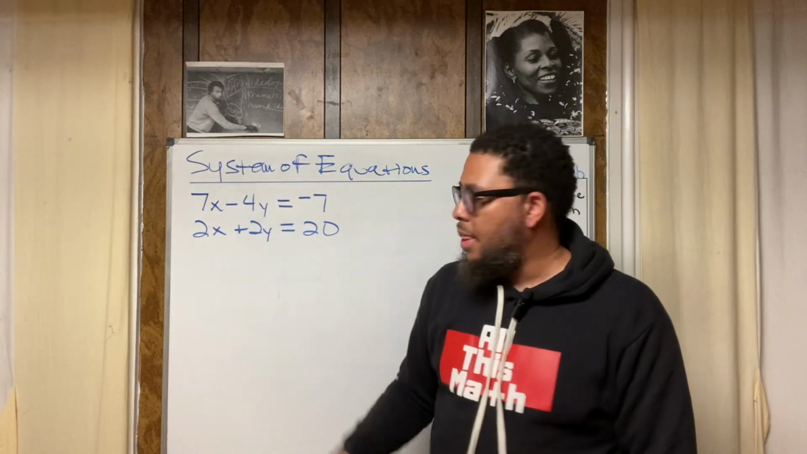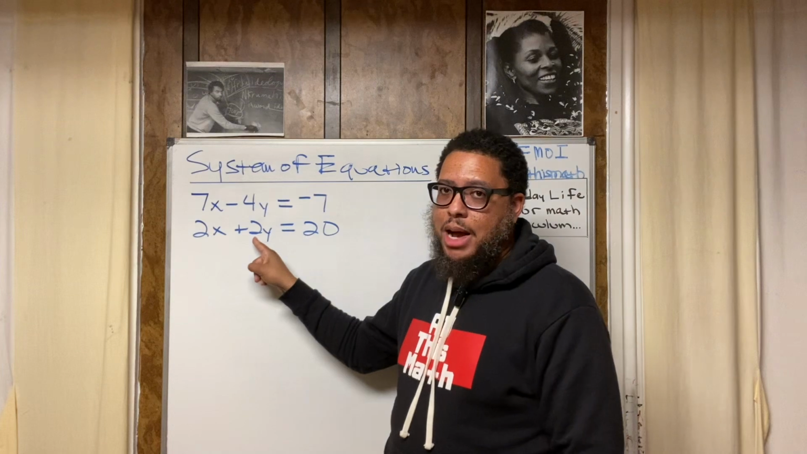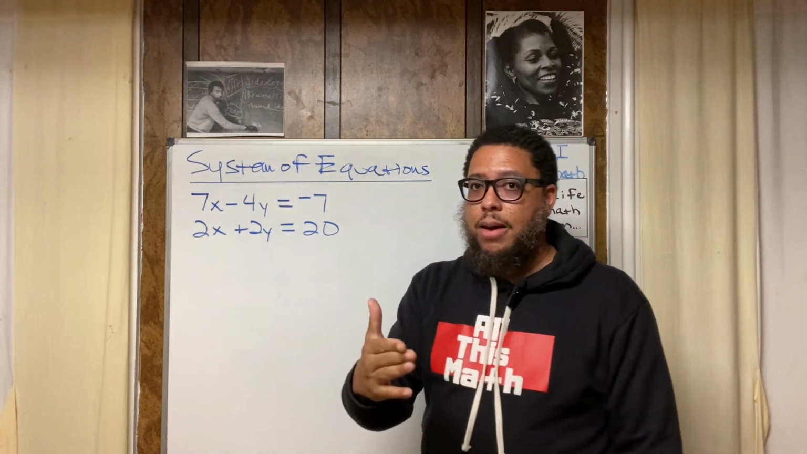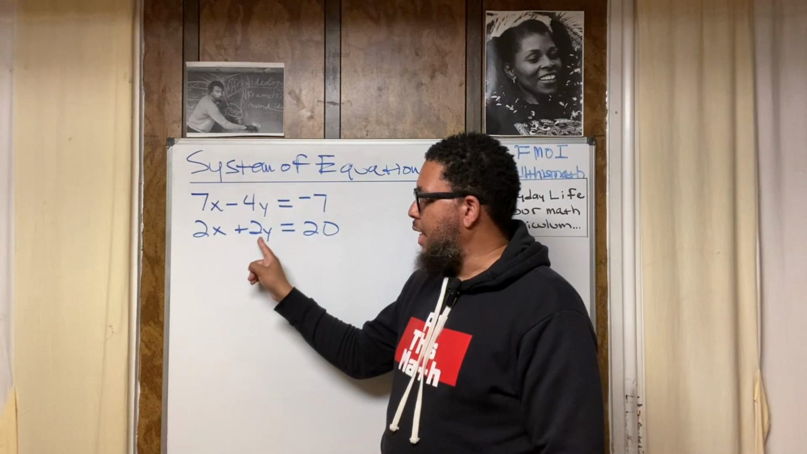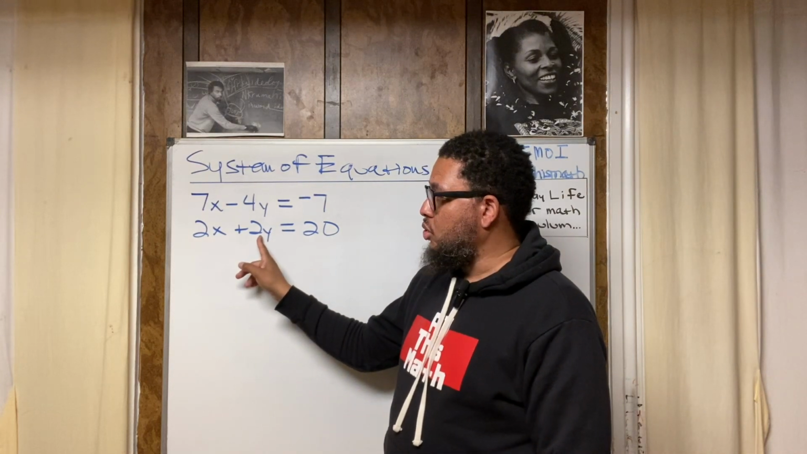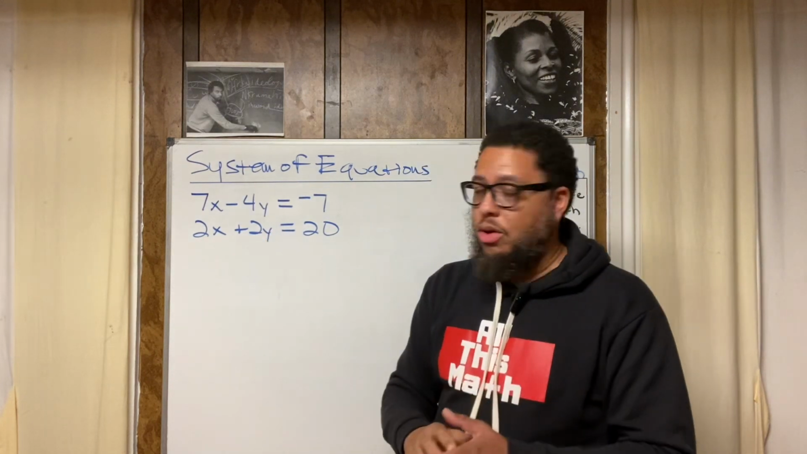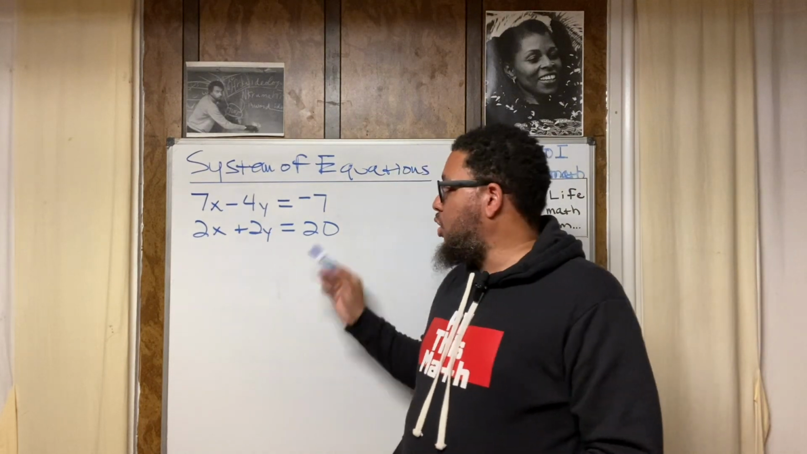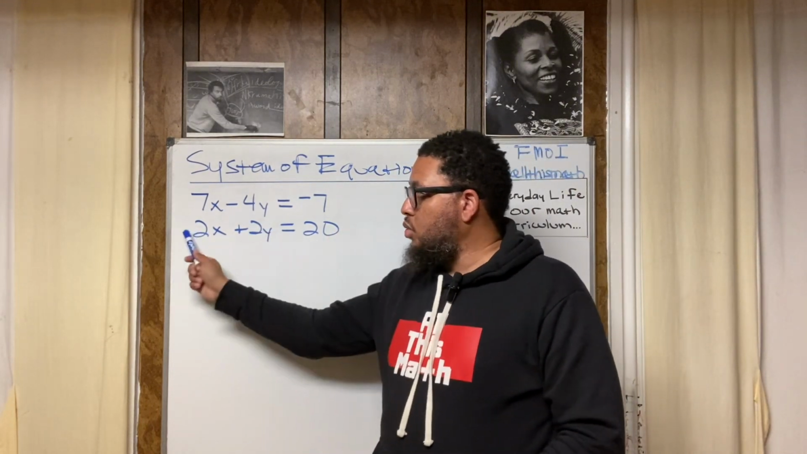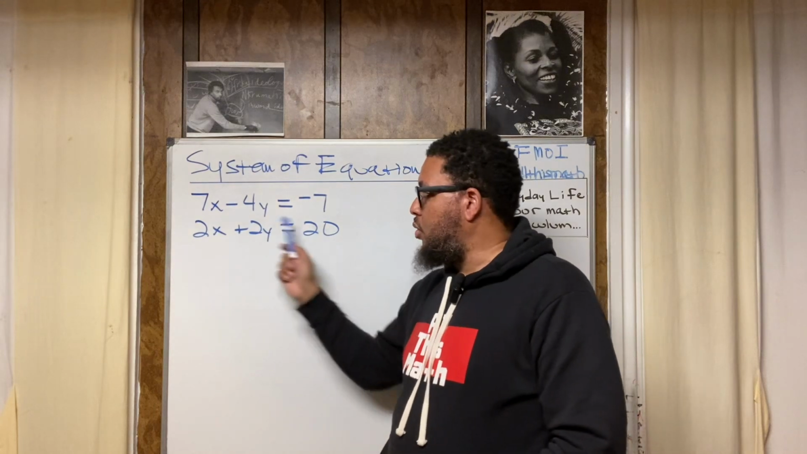But here's the question. How do I change this 2y into a positive 4y? How do I do that? I use multiplication. I'm going to multiply this by 2. If I multiply this by 2, it's going to become a 4. But dig this, though. I can't just multiply that by 2. I've got to multiply the whole equation by 2. The whole second equation, or the whole bottom equation, by 2.